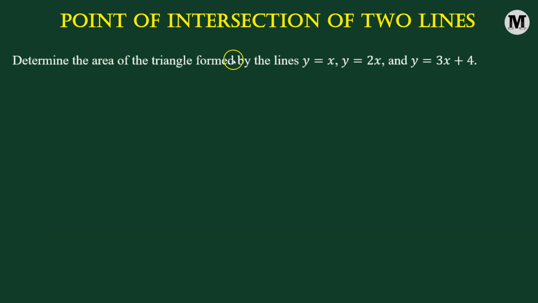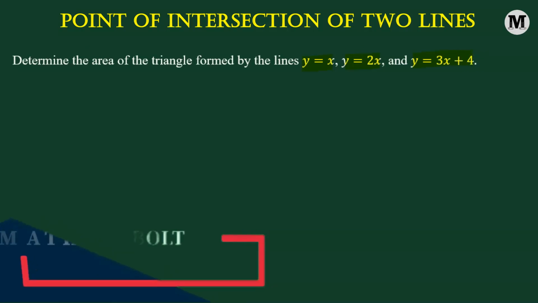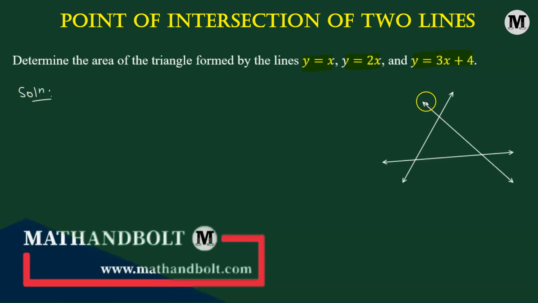Determine the area of the triangle formed by the three lines whose equations are given to us. We have y equals x, y equals 2x, and y equals 3x plus 4. Let us begin. Let's say we have the lines L1, L2, and L3.